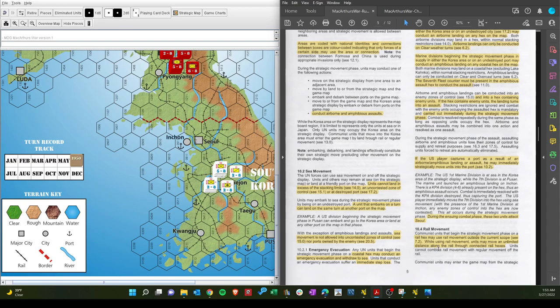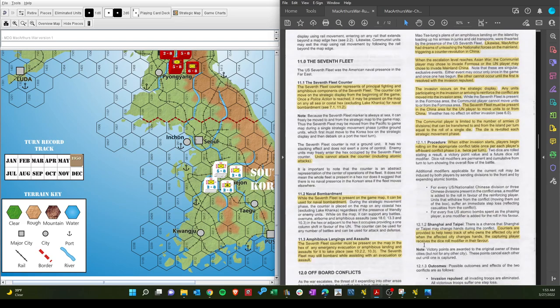Soviets have rail movement. Unlimited distance through connected rail hexes. 7th Fleet, we kind of talked about what it can do. One more thing it can do. We saw it's for amphibious landings and assaults, emergency evacuations, and it can do naval bombardment. The counter is placed on the map on any coastal hex. It can support any battles, overruns in the hex or adjacent to the hex it occupies. One column shift. Okay. Pretty standard.